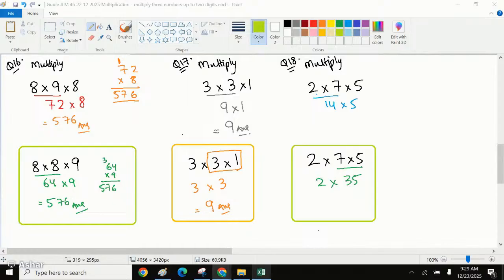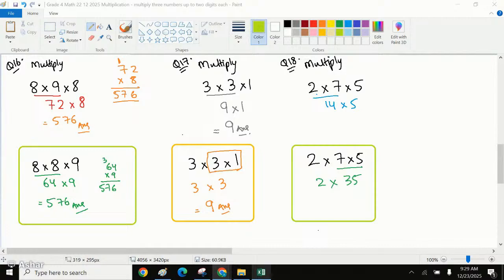The last question, question number 18. It says 2 multiplied by 7 multiplied by 5. Can anyone give me the answer? I changed the sequence also. We can do it both ways. We can do 14 multiplied by 5, or we can do 2 multiplied by 35. We should get the same answer.